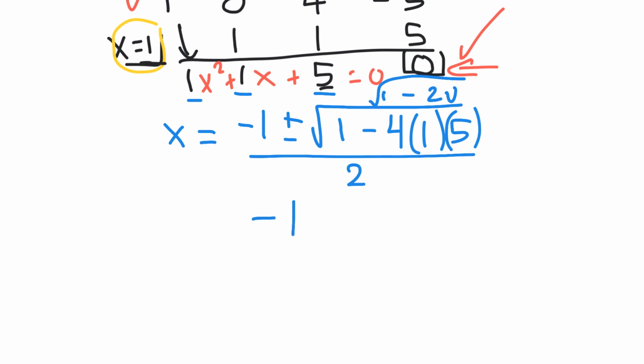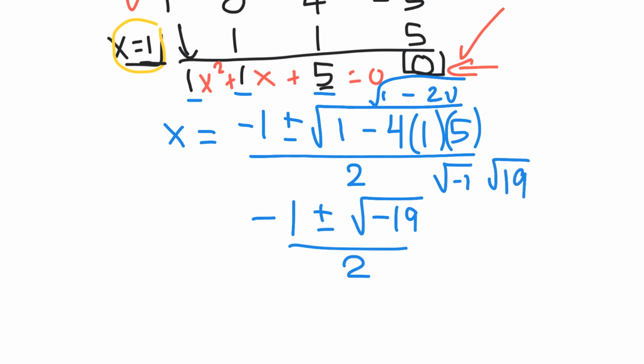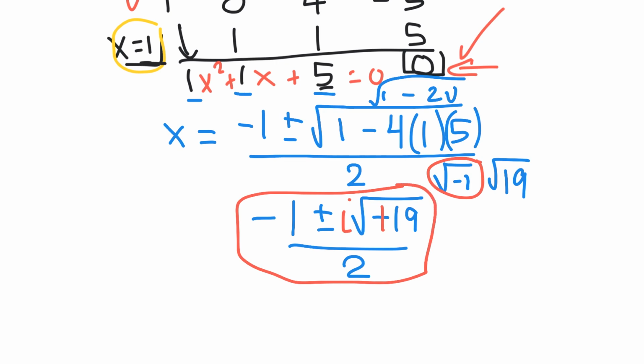So I have negative 1 plus or minus the square root of negative 19, all that over 2. Well, the square root of negative 19 is the same thing as the square root of negative 1 times the square root of 19. And the square root of negative 1 is i. So what we really have here is negative 1 plus or minus i square root of 19 over 2. And these would be the other two zeros, which would be complex zeros. So you have two complex imaginary zeros, and we have one real zero at x equals 1. And so that will be the solution for this cubic equation.